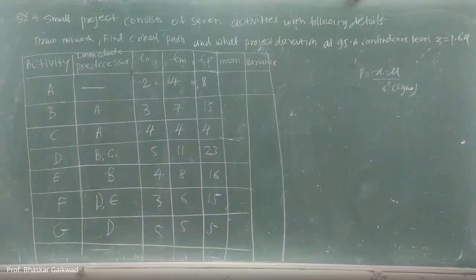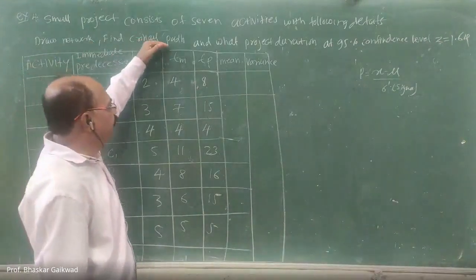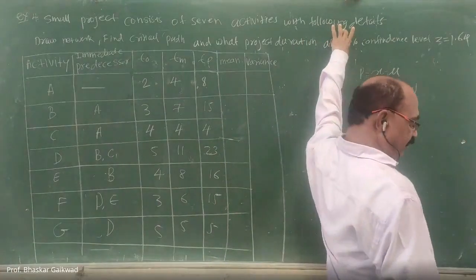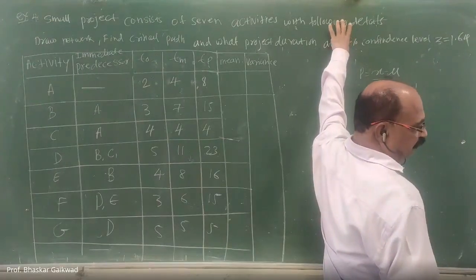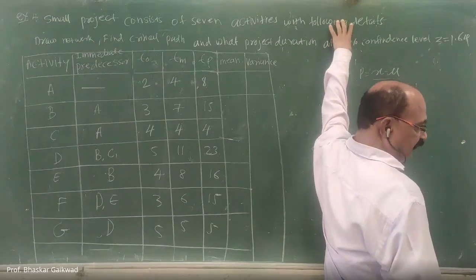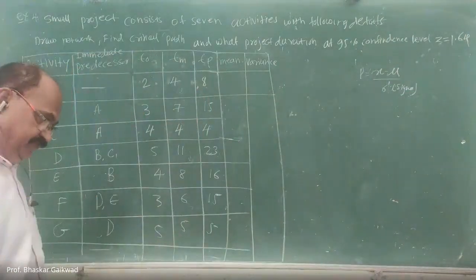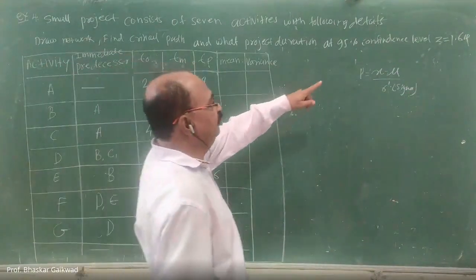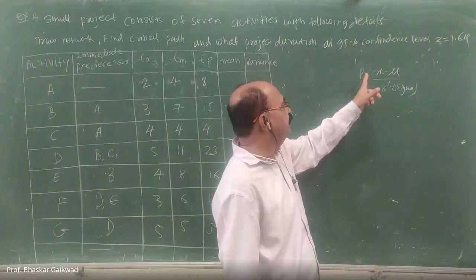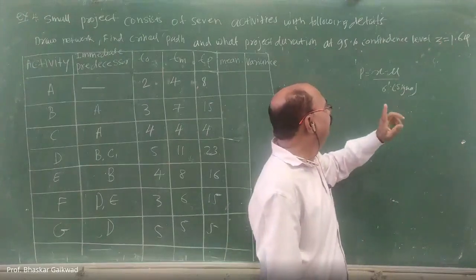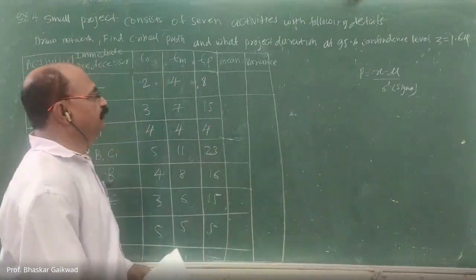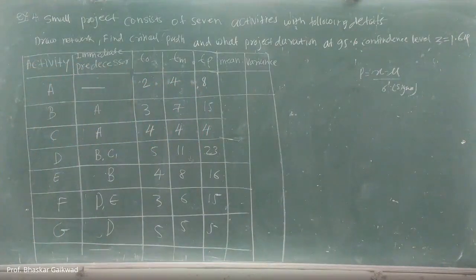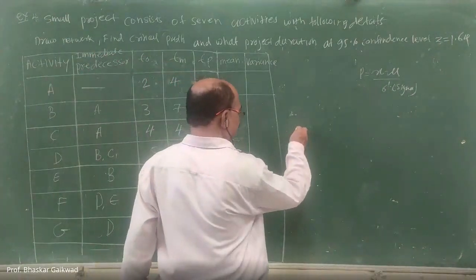So as usual, we have to decide the network diagram, critical path, and for 95% confidence level, it means the project is expected to complete with 95% probability. What should be the duration? Means we have to calculate X. This and this and this are given. This we can calculate from here, and this we can calculate from here. Correct. So first of all, we have to make the network diagram.